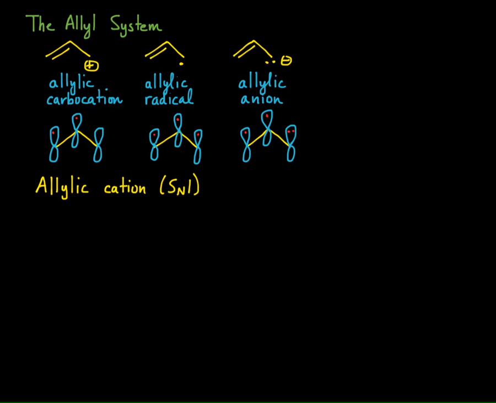So let's look at the cation first, and we can explore its chemistry through either SN1 or SN2 substitution reactions. We're going to look at both of those, and the first one is an SN1 reaction. Recall that when I take tert-butyl chloride and it undergoes solvolysis, in this case hydrolysis with water, this is a substitution reaction.